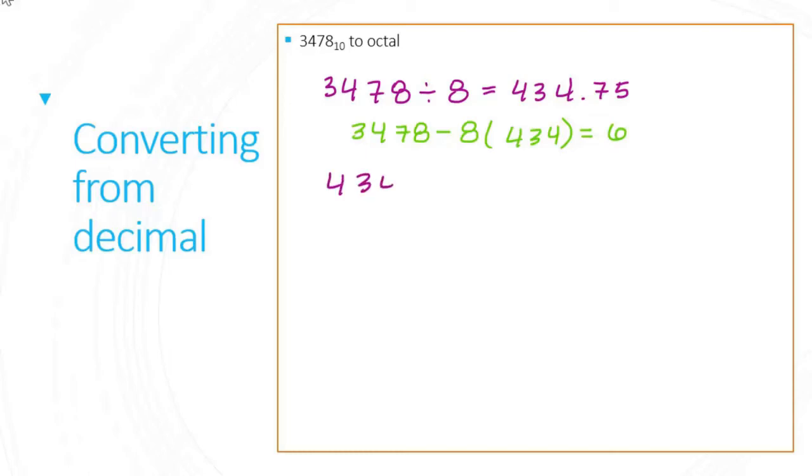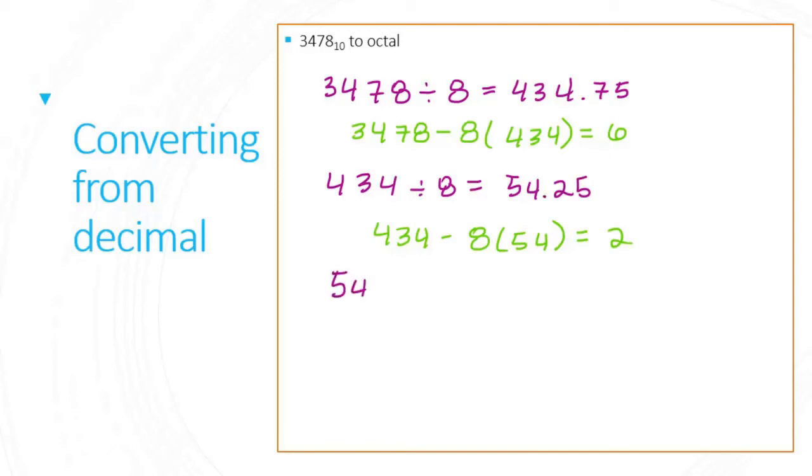Now that we've sorted out what the leftovers would be, we're just going to take the whole number 434. How many groups of 8 does it have? It has 54 groups of 8 with some left over. When we take 434 and remove the 54 groups of 8, we have a remainder of 2. We have 2 left over.